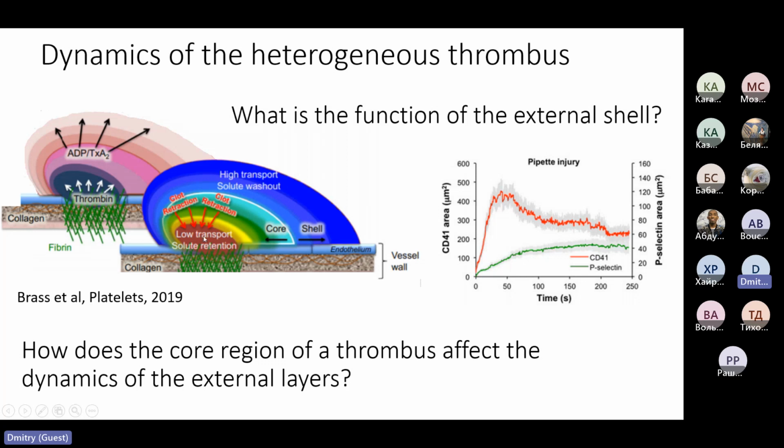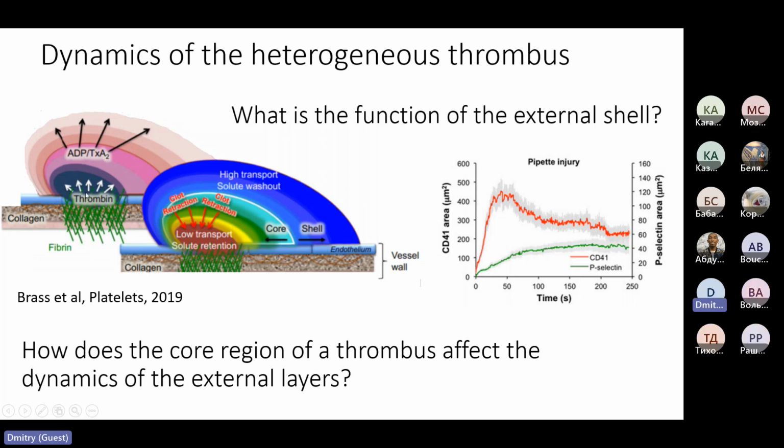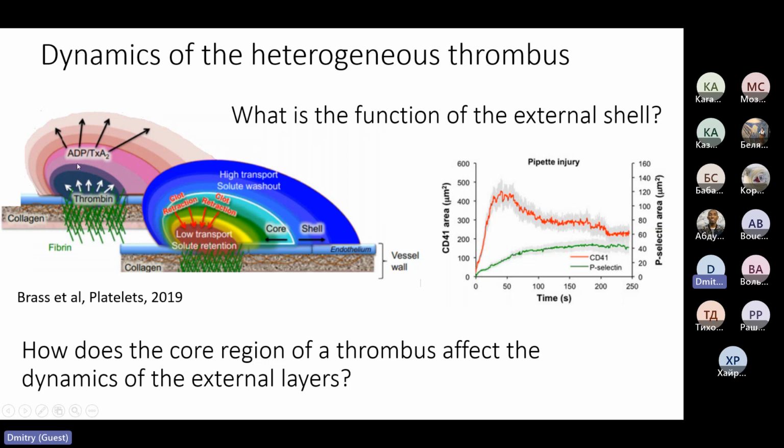And there is also the external region, called the shell, where platelets are not that highly activated and not that densely packed. Experiments with different inhibitors in vivo show that this internal region in microvessels depends on thrombin activity, while the external regions depend on agonists like ADP or thromboxane A2, which are secreted or synthesized in the core. So it looks like the core feeds the shell with some fuel which originates within the core, and this fuel is low molecular weight agonists like ADP and thromboxane.